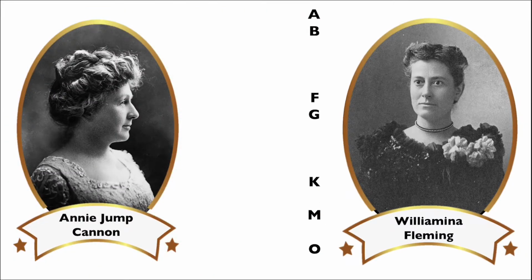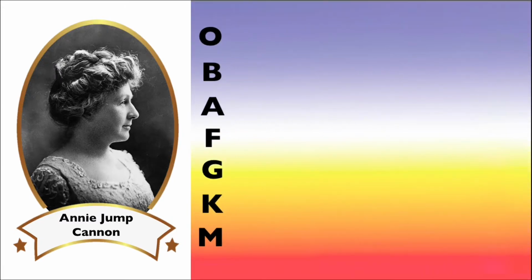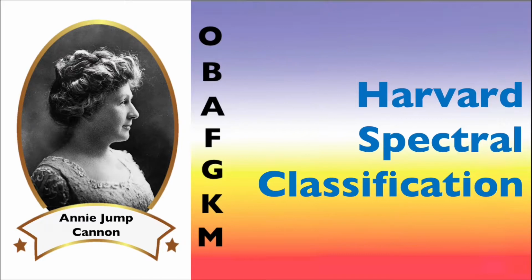She simplified this classification system by removing some of the classes that were too similar to the others, keeping only those with noticeably different Balmer line strengths. Then she reorganized the remaining spectra based on the surface temperatures of the stars rather than the strength of the Balmer lines, resulting in the Harvard Spectral Classification that astronomers still use to this day.